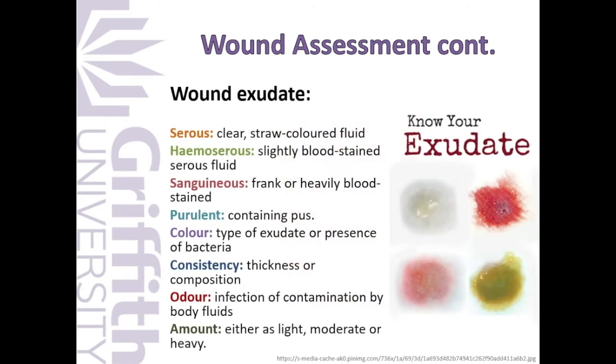Talking of exudate, here we have 4 different types. We can see the serous exudate is the top left picture, and that is shown as a straw-like fluid. Hemoserous exudate is under this, and this has a slight stain of blood along with that straw-like exudate. Sanguinous exudate is the top right picture, and that's basically frank blood. And then the last one, the bottom right, is purulent or pussy exudate.